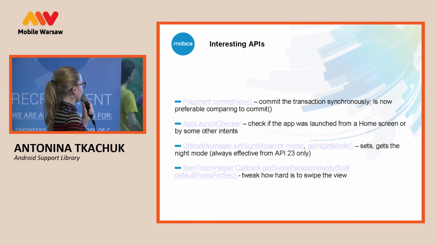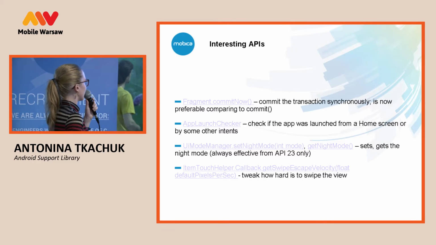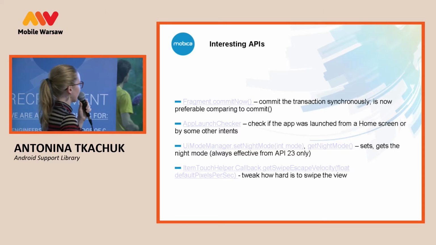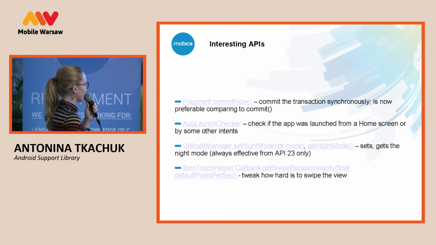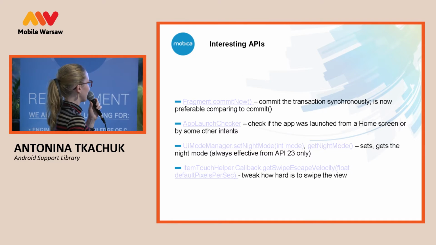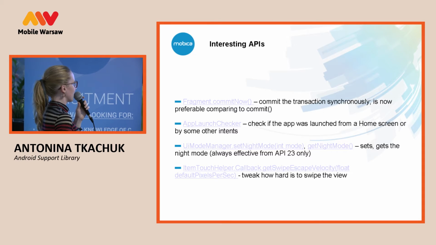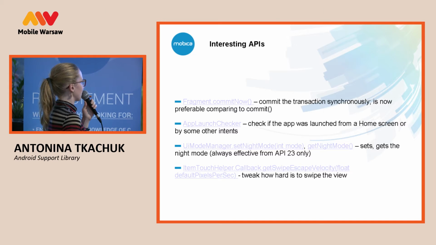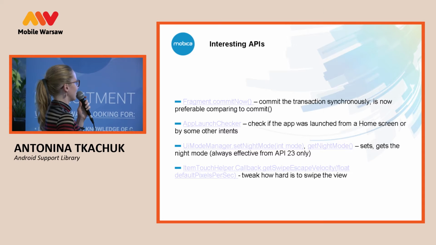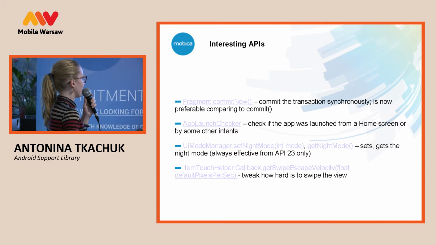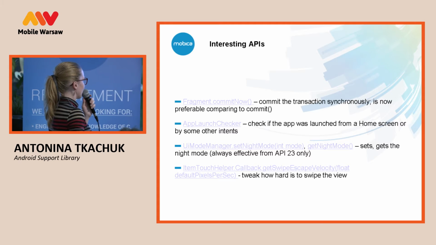Yes, UI mode: set night mode, get night mode, but it's always effective only from API 23, so not really compatible. They say that set night mode and get night mode work only for cars on lower APIs, and you can only set it manually from API 23.